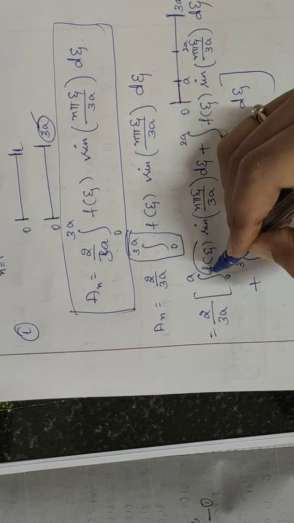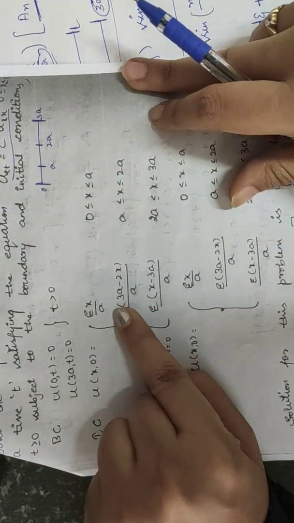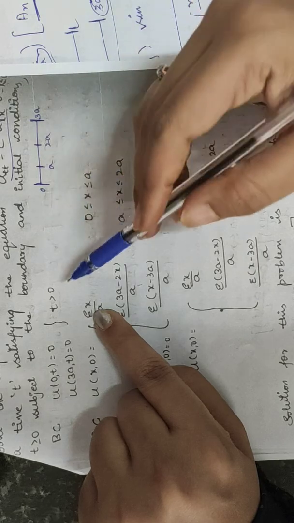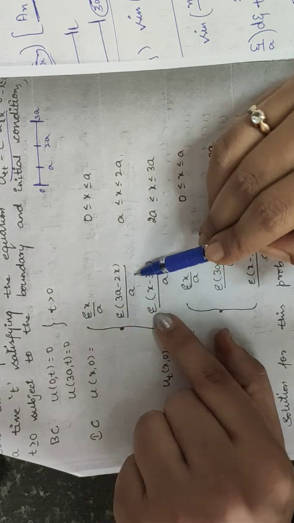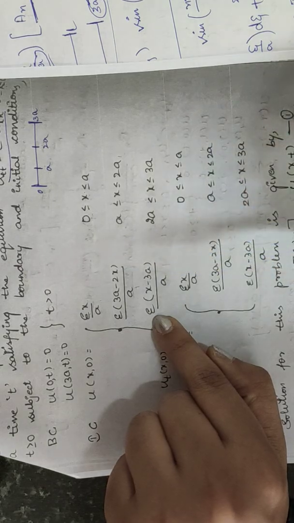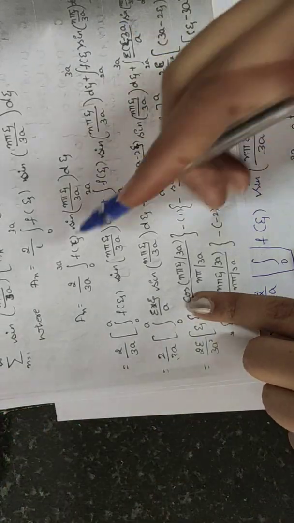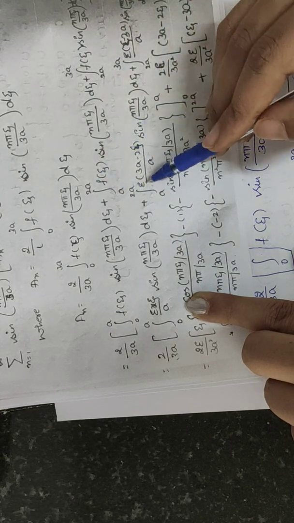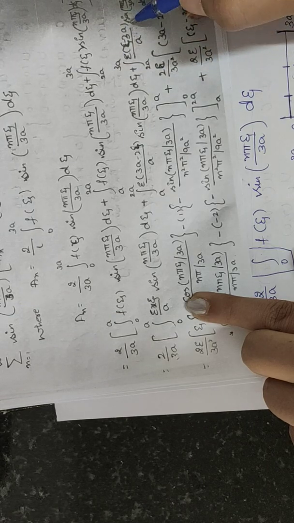Now we know the value of f of xi. From 0 to a, f of xi is, in the place of x we write xi, epsilon xi by a. From a to 2a it is epsilon times 3a minus 2 xi by a, and for 2a to 3a it is epsilon times xi minus 3a by a. So you can observe here: from 0 to a it is epsilon xi by a, from a to 2a it is epsilon 3a minus 2 xi by a, and from 2a to 3a it is epsilon xi minus 3a by a.